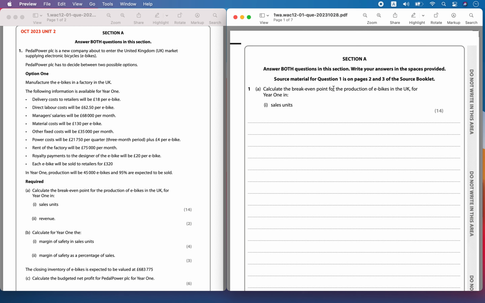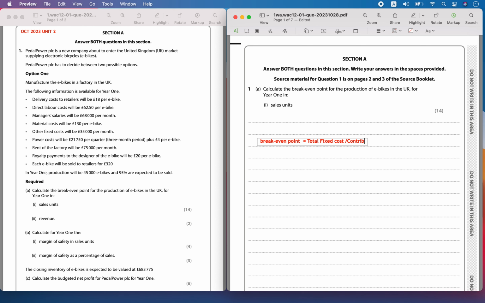It says: calculate the break-even point for the production of e-bikes in the UK for year 1 in sales units. So let's first write the formula. What is a break-even point? The break-even point is equal to total fixed cost for all the units divided by contribution per unit, which is selling price per unit minus variable cost per unit. So that is the contribution per unit.